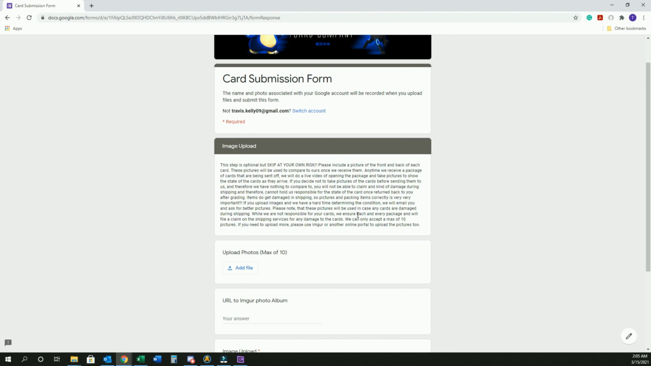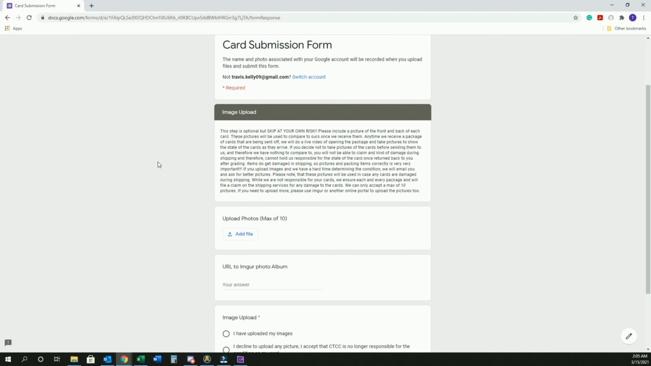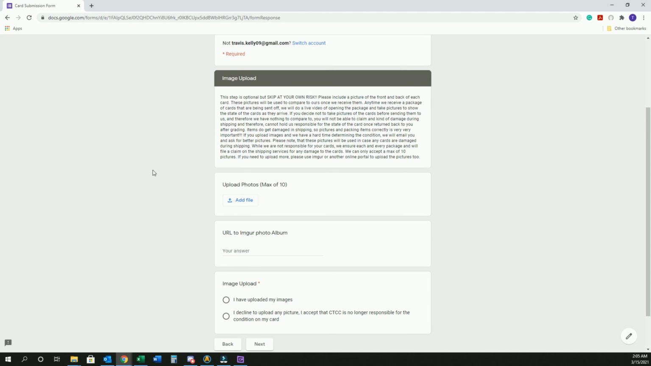This one's kind of voluntary, but I suggest it if I was you guys. If you guys want, go ahead and submit pictures of all the cards you're sending to us. That way we have some documentation on what you guys are sending to us, so you can kind of see the condition of it as well.